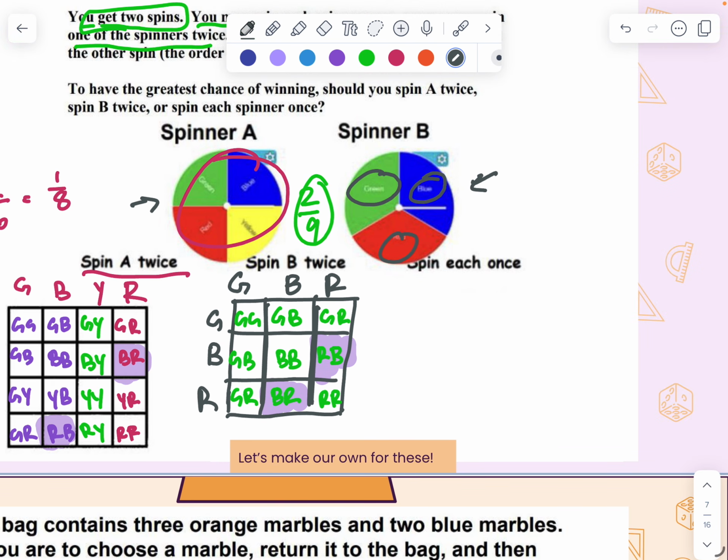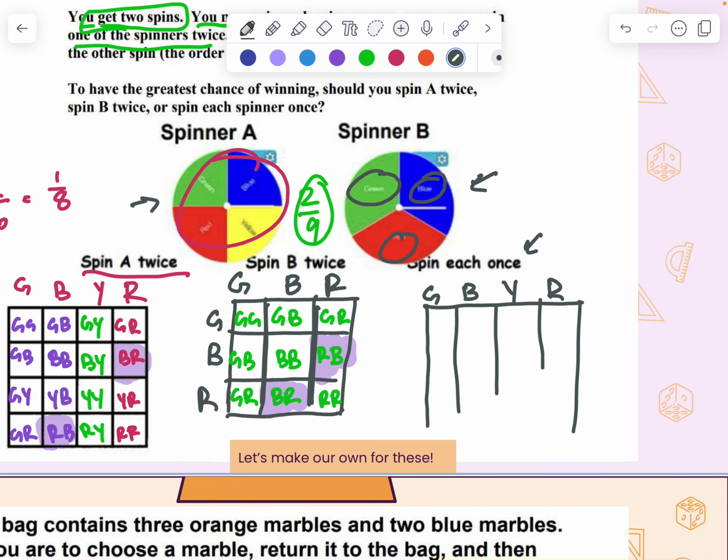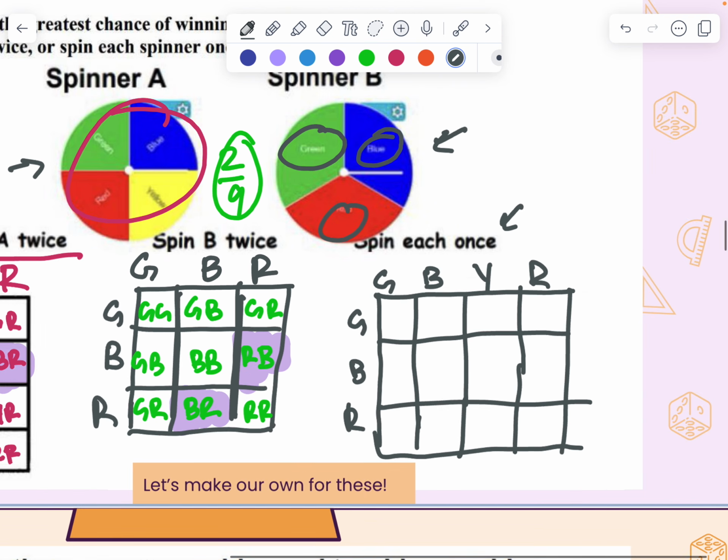Your area model for this guy should be a little bit lopsided. It's not going to be a perfect square because my spinner A is going to have 4 options again, and my spinner B is only going to have 3. So I'm going to have 4 columns going across the top and only 3 rows going from side to side. So I don't have that perfect square, but area models still work the same. I'll fill these in quickly.